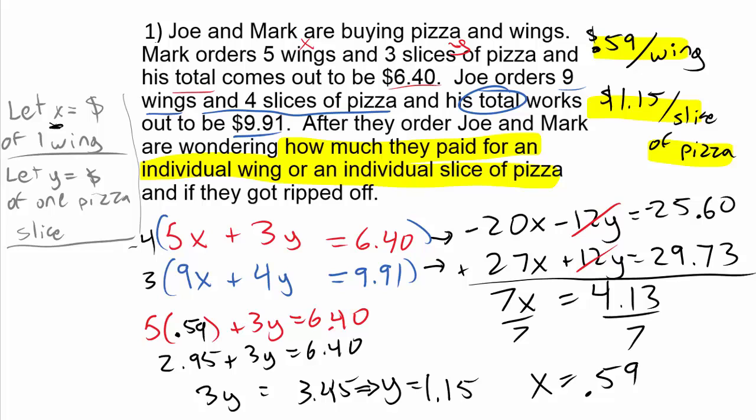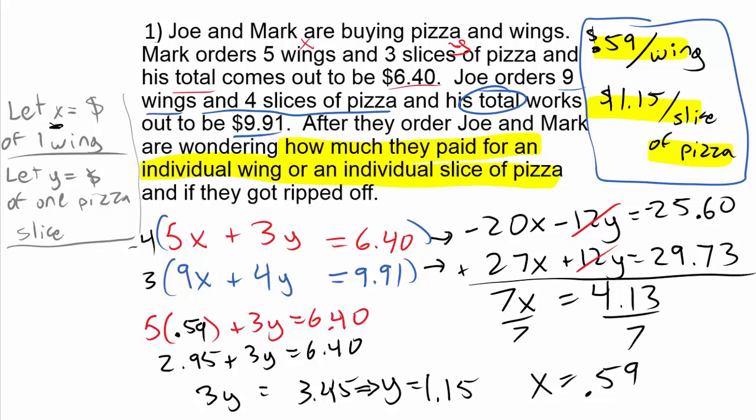And now this is teacher preference, I really don't like ordered pairs here. This is a much better answer than writing 0.59 comma 1.15. That really doesn't show that you understand what you're dealing with here. This answer shows you said, okay, it's 59 cents per wing and $1.15 per slice of pizza. That answer is a little bit more descriptive than the other one. So depending on what your teacher wants, give them what they want.